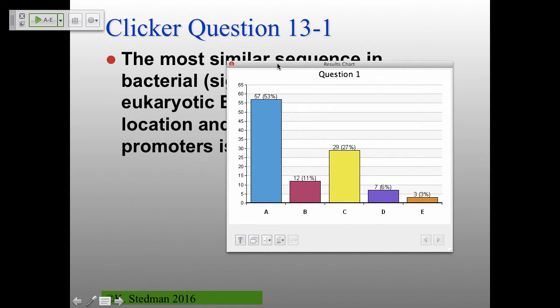So it's not Tata boxes, because Tata boxes are specific for eukaryotes, and I guess I didn't do a good job of mentioning that. The -10 sequence has lots of A's and T's in it, but it's not the same as a Tata box. So maybe that's partly where some of the confusion has come in.